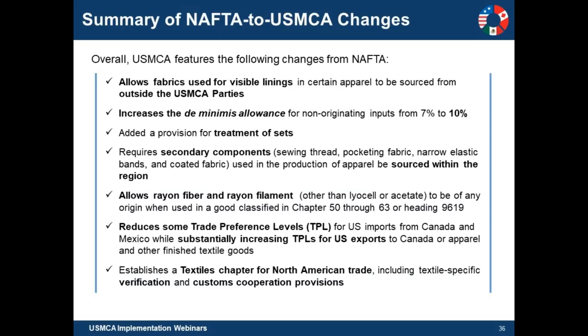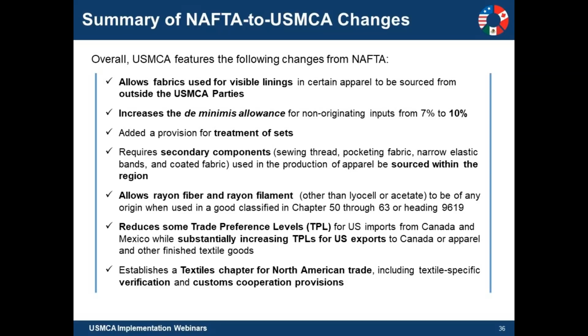Overall, USMCA features the following changes from NAFTA. USMCA now allows fabrics used for visible lining in certain apparel of Chapters 61 and 62 to be sourced from outside the USMCA parties. It increases de minimis allowance for non-originating inputs from 7 to 10% and includes a caveat for elastomeric yarn. It adds a provision for the treatment of sets for textiles, and it will now require that secondary components or sewing thread, pocketing fabric, narrow elastic fabric, and coated fabric used in the production of apparel to be sourced within one or more of the parties to the agreement in order for those apparel products to be used and treated as originating. Under NAFTA, these items were sourced from outside the region.